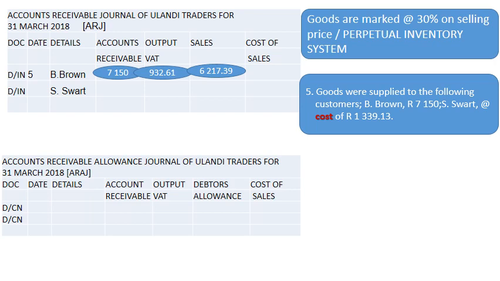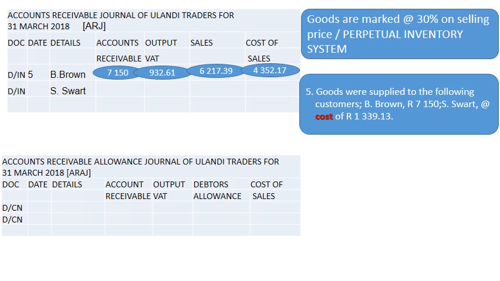Then to calculate our cost of sales, we will take the amount that we know of sales, 6,217.39, divide it by 100, which is the percentage corresponding to the amount given, multiply it by the percent that we don't know, which is 70, to arrive at 4,352 rand 17 cents as our cost of sales.